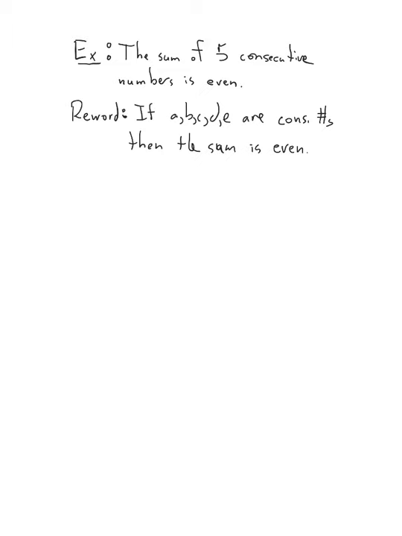Now, I want to show you guys something here. Imagine if we just played around and we picked 5 consecutive numbers. How about 1 plus 2 plus 3 plus 4 plus 5? Let's do that. Well, if we do this, we get 1 plus 2 is 3, plus 3 is 6, plus 4 is 10, plus 5 is indeed 15. This is not even.